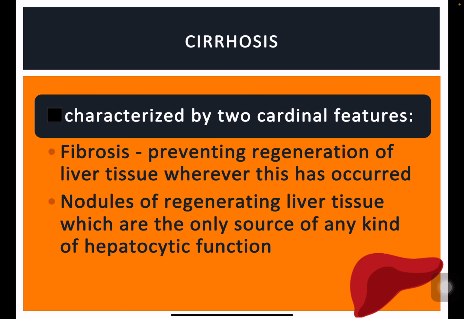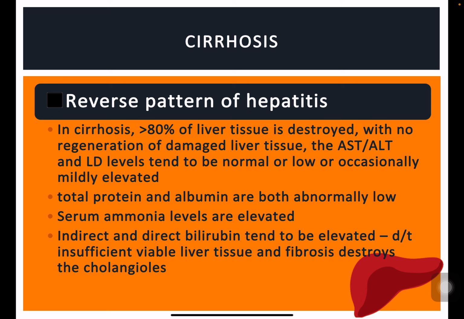In cirrhosis, it is characterized by two cardinal features, specifically the fibrosis, preventing the regeneration of liver tissue wherever the fibrosis has occurred, nodules of regenerating liver tissue, which are the only source of any kind of hepatocytic function, and also one is the loss of the normal architecture of the liver. So cirrhosis has a reverse pattern of hepatitis. So again, in hepatitis, there is increased ALP, there is increased AST, ALT, and lactate dehydrogenase.